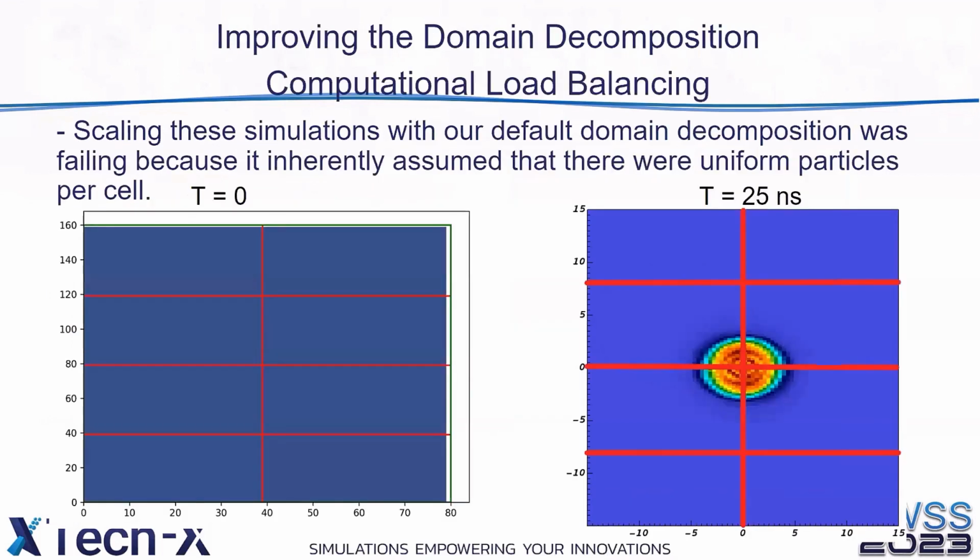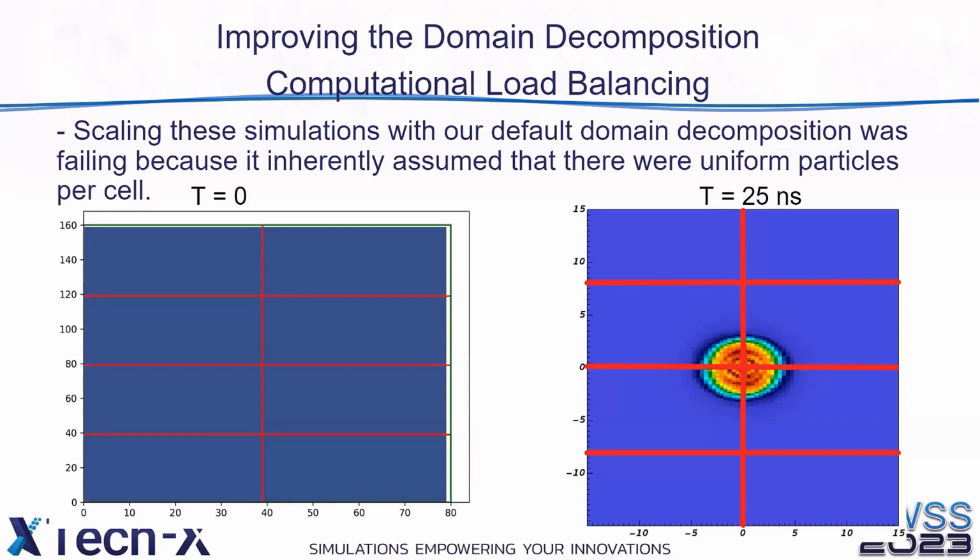So scaling these kinds of simulations with our default domain decomposition was failing because it inherently assumed that there were uniform particles per cell. When Vorpal first starts a simulation at t=0, it takes the information that is available to it and decides upon a domain decomposition. And that typically looks something like, in this case, I've chosen 8 subdomains, or running this on 8 cores. The subdomains look something like the image here on the left, right? Everybody has the same number of cells, roughly even for particles if they are in there.